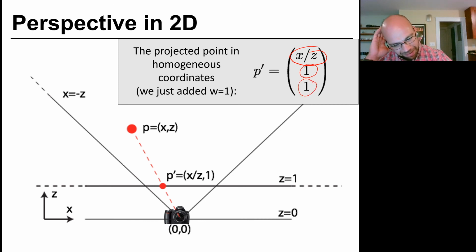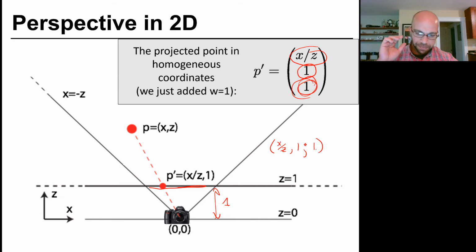This last coordinate here is just for convenience. Oh, I'm sorry, I misspoke. The x over z is the horizontal position. This 1 here is because it's at distance 1 from the eyeball. And this third one is just the homogeneous one, right? So in the previous slides, this is x over z, comma 1, semicolon 1.